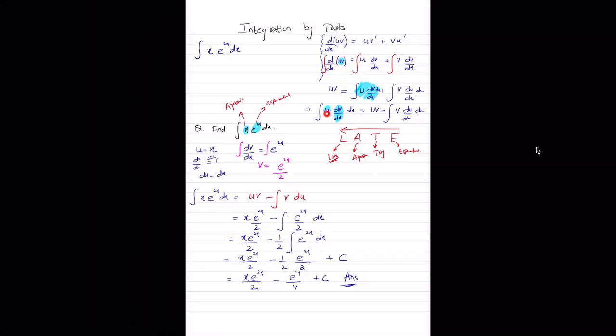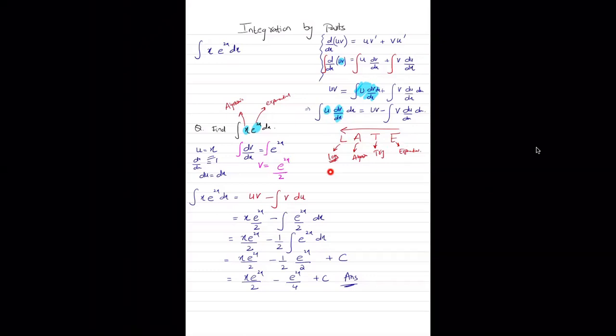Okay, now if I need to apply by parts, one of the functions needs to be called u and the other function needs to be called dv by dx. How do we decide which function is going to be called what? By this acronym. The acronym is spelled as LATE, L-A-T-E.